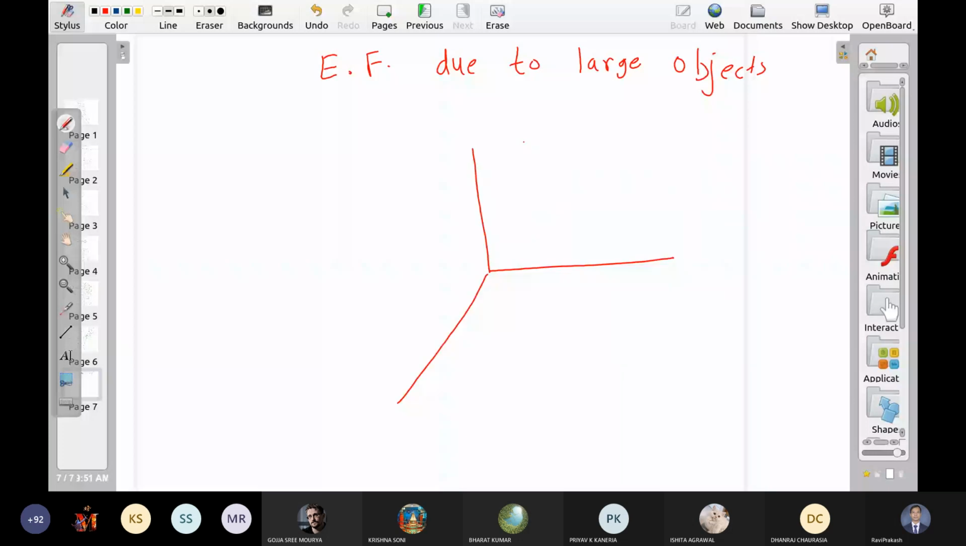This is some object. It's a big object, not a point source, and there is a charge everywhere. It's a charged body, and I want to calculate the electric field at this point P. So P is actually vector R. Vector R means this line.